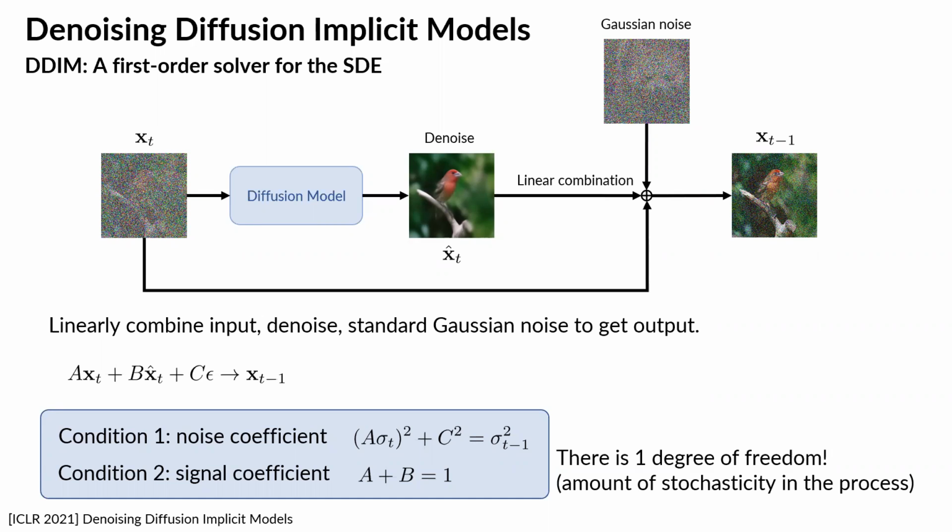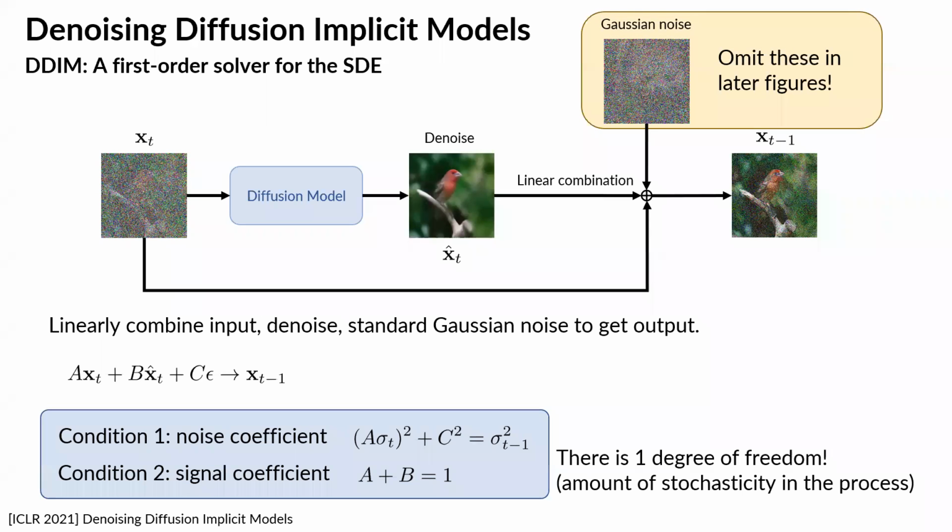So what C means is basically the amount of stochasticity in the process. If C is larger, then each update will have more stochasticity, and vice versa. So this is the series of equations and updates that we derived in the DDRM paper. For simplicity, we will omit these Gaussian noise graphs in the later figures.